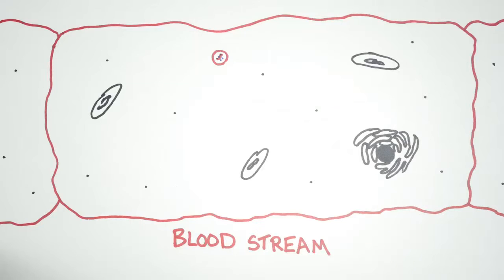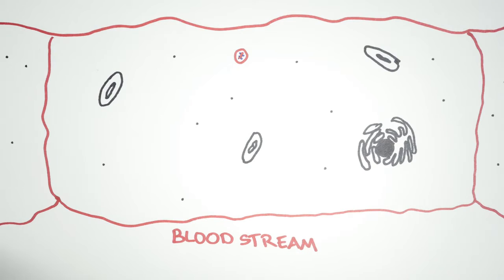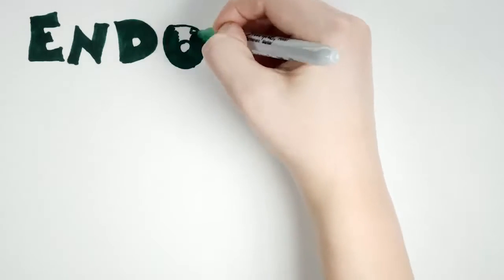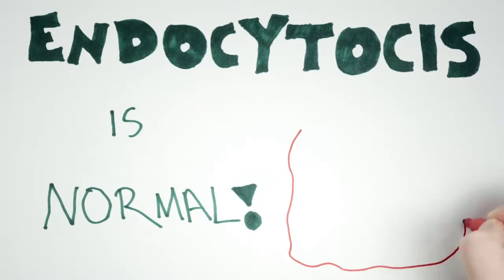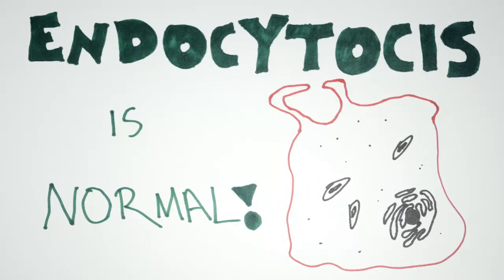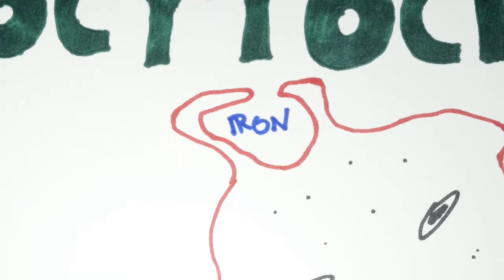And when it is finished, Ebola is sitting inside the endothelial cell, surrounded by cell membrane. Endocytosis is a normal part of everyday cell activity. Cells use endocytosis to take up nutrients that can't go through the cell membrane on their own. Iron is an example of one such nutrient.